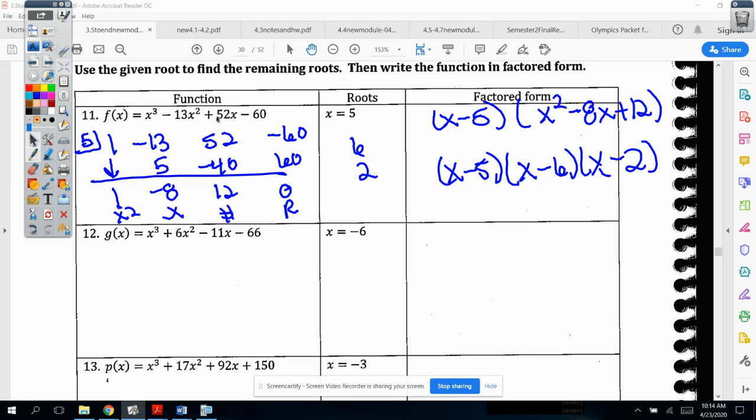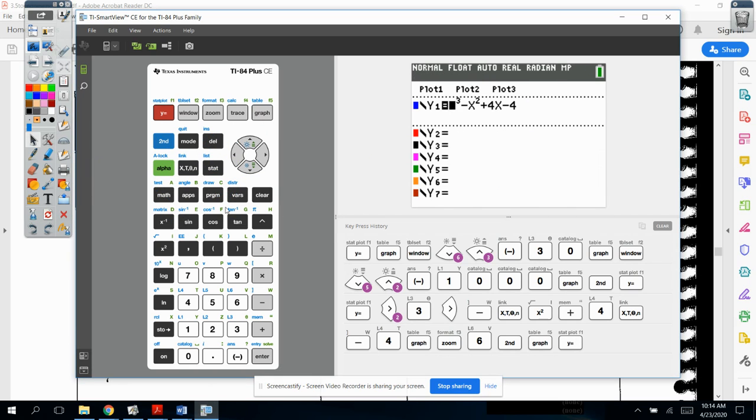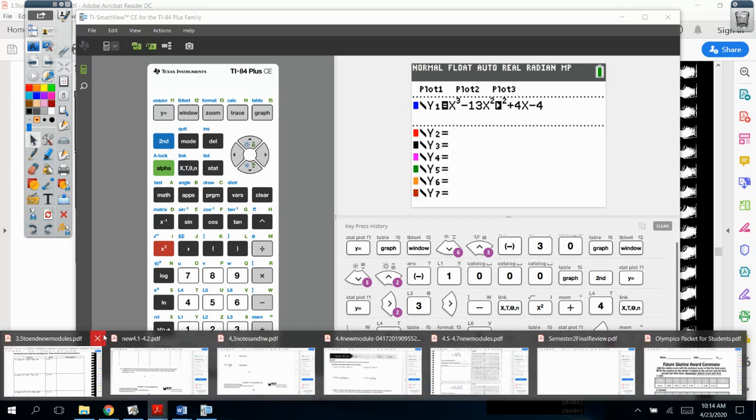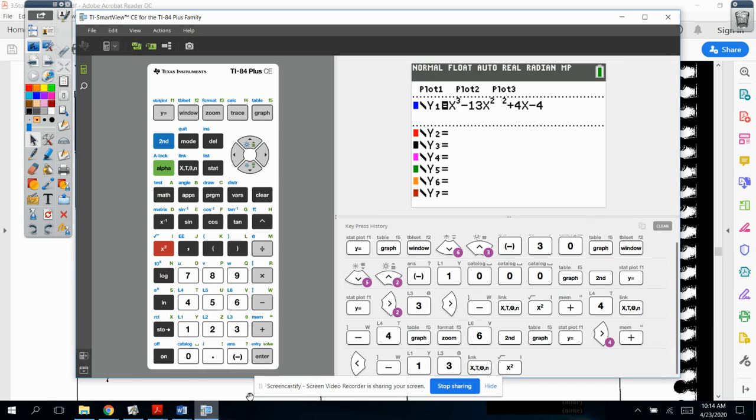Now, you could have typed this into your graphing calculator. X cubed minus 13x squared plus 52x minus 60.